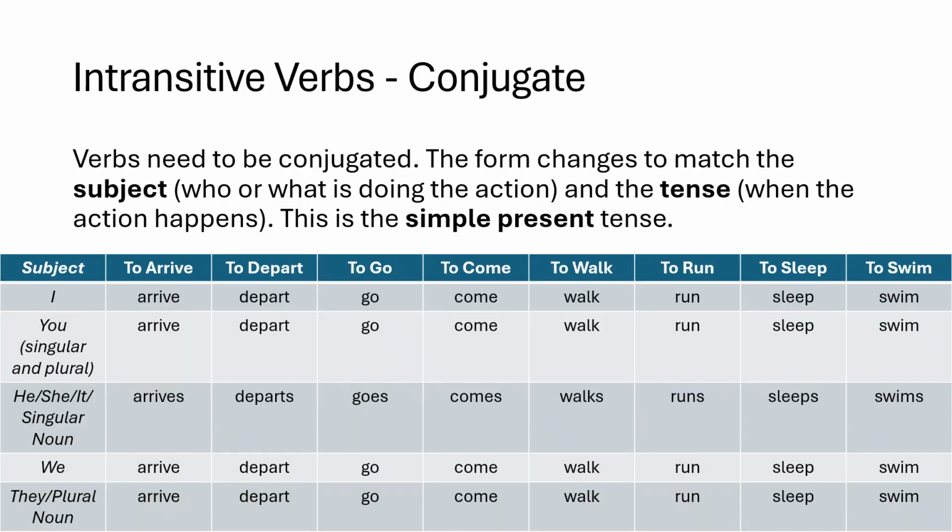Verbs need to be conjugated. The form changes to match the subject, who or what is doing the action, and the tense, when the action happens. This is the simple present tense. I will read the verb conjugations to you. Notice that in the third person, he, she, it, or a singular noun, the verb changes form and has an S at the end.